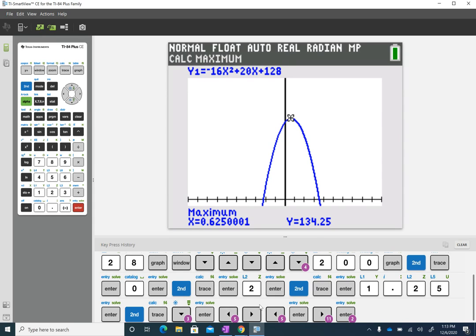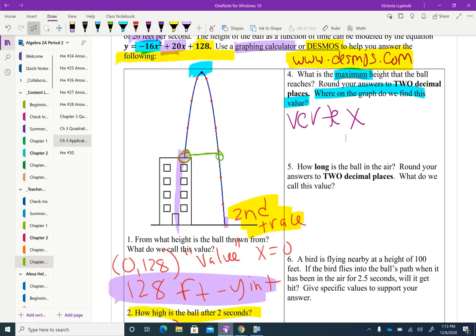So write that down. And again, we'll go back to the other screen. So we're going to copy that ordered pair: 0.63, 134.25. Make sure that's a point.